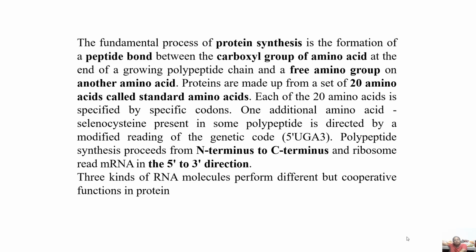Now, the fundamental process of protein synthesis is the formation of a peptide bond between the carboxyl group of the amino acid at the end of the polypeptide chain and a free amino group on another amino acid. Proteins are made up from a set of 20 standard amino acids, and each of the 20 amino acids is associated with specific codons. One additional amino acid, cysteine, present in some polypeptides, is directed by a modified reading of the genetic code, right?